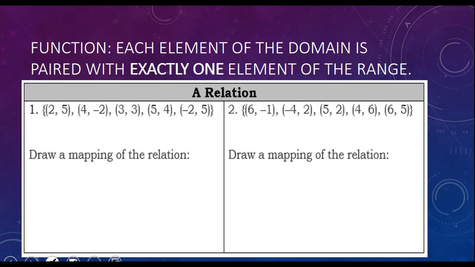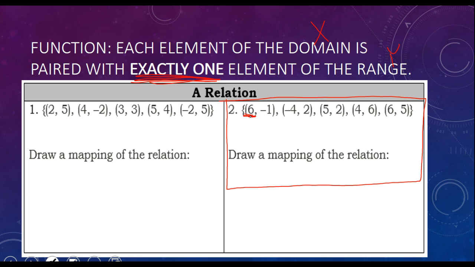So here we're looking at a relation. A relation is just a set of ordered pairs. Again, with each member of the domain, the x values have to be paired up with exactly one member of the range. So exactly one is the key. When you're looking at a relation, what I like to do is try and spot multiple x values.